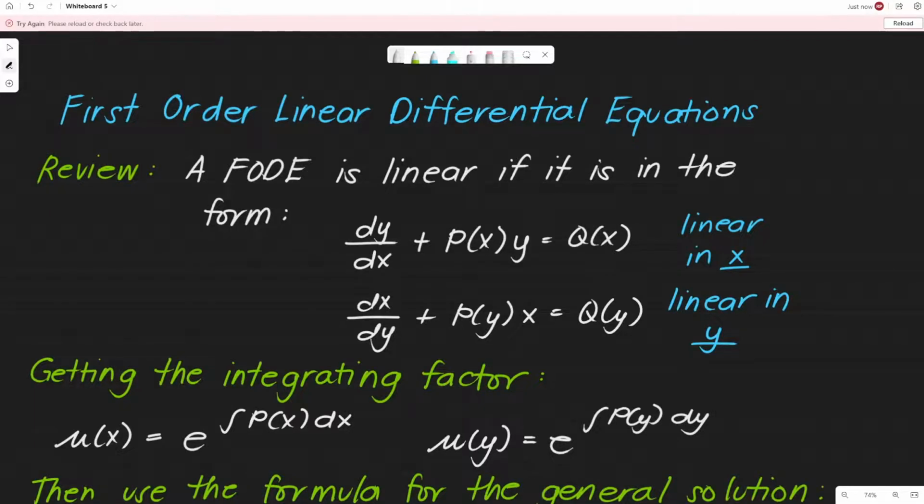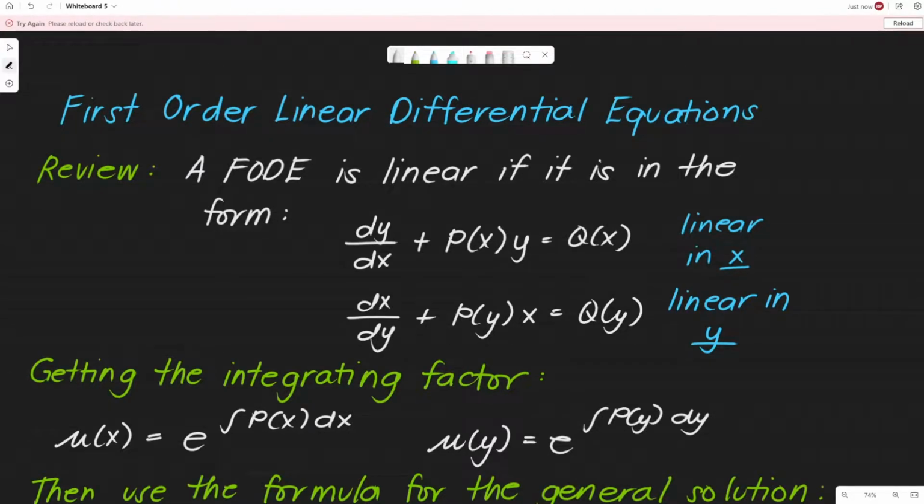We said that a first order differential equation is said to be linear if it is in the form dy over dx plus p of x times y is equal to q of x, where p of x and q of x are functions of x. When we transform our DE into this form, it is said to be linear in x. When it is dx over dy plus p of y times x is equal to q of y, where p of y and q of y are functions of y, it is said to be linear in y.